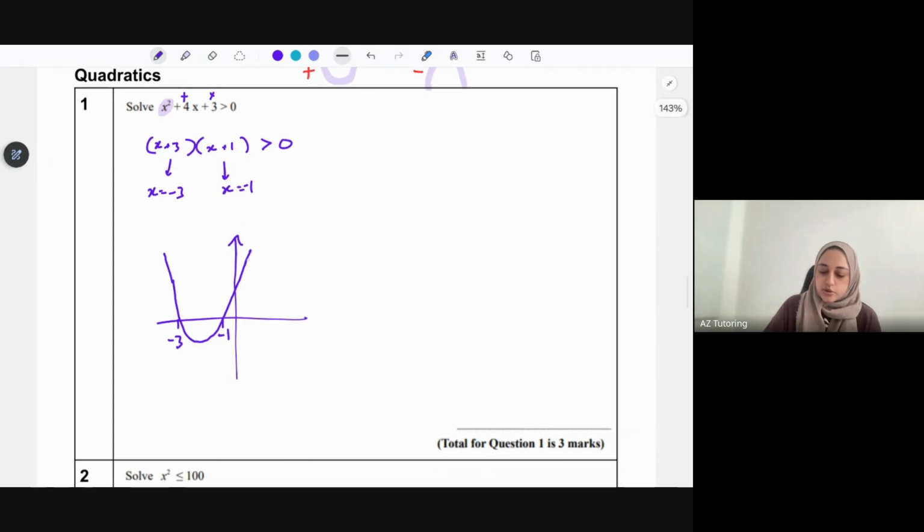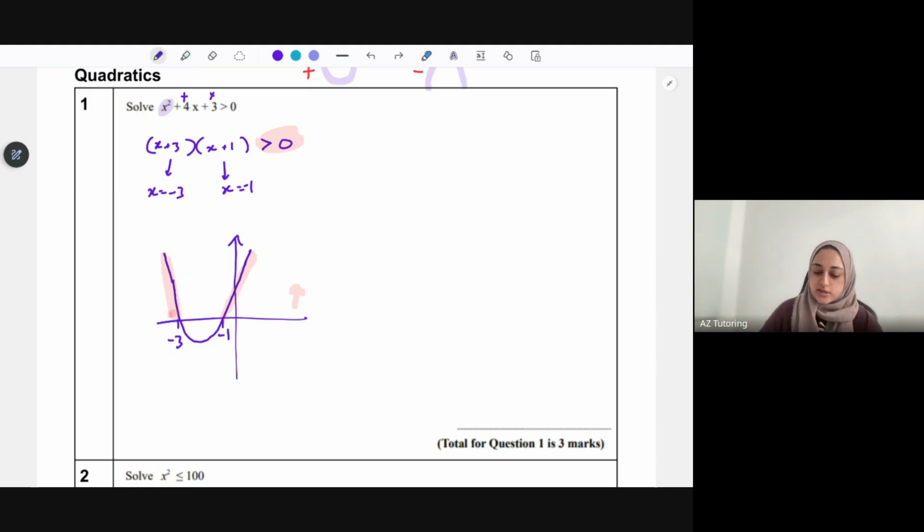Okay, so I want to know, where is this graph more than 0? Now, when it's talking about more than 0, it means where is it above the x-axis? So here's the x-axis. Where is this graph above the x-axis? And I can see that it's above the x-axis at this point here and this point here. So that part of the graph is where it's above the x-axis. If it was less than 0, so less than 0 below, then it would be this part of the graph that occurs there. Okay, but it's more than 0.